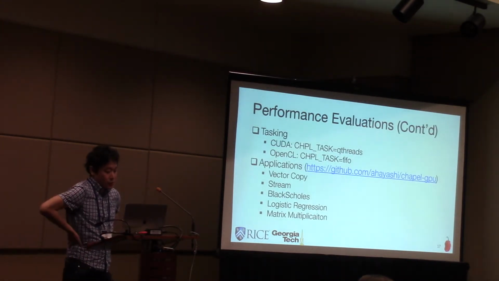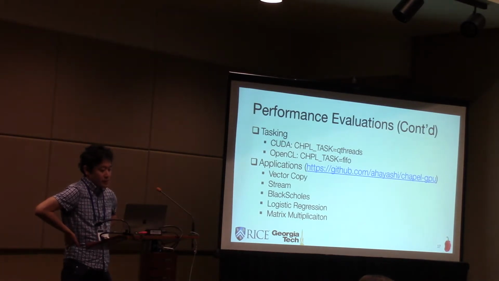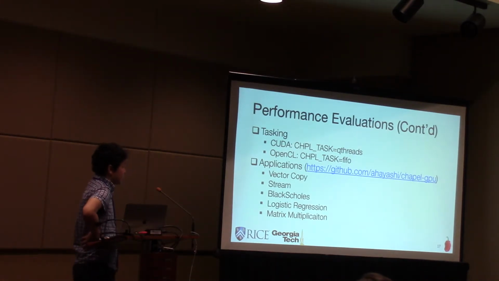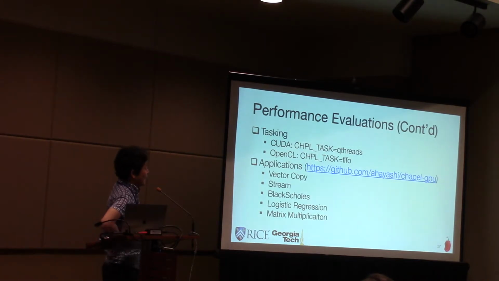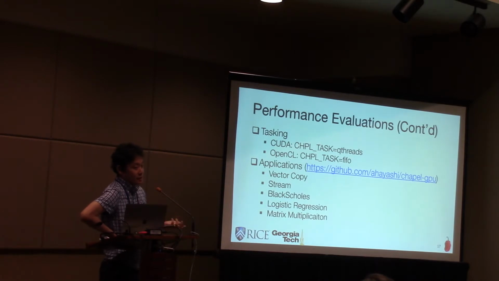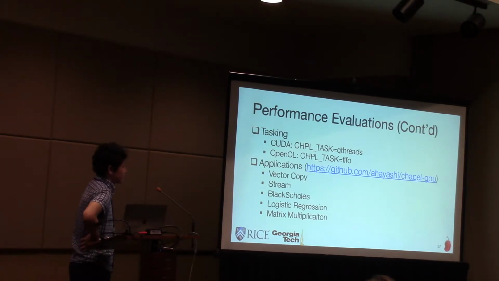And yeah, let's talk about the other parameters I use. One is the tasking. For the CUDA version, we use the Qthreads layer for tasking. But for OpenCL, I got an error: if we invoke the OpenCL API from a Qthreads task, I got a segmentation fault, so I had to choose FIFO as the tasking layer. Hopefully I'm going to use Qthreads at some point, but for now, we just use FIFO for the Chapel tasking layer.